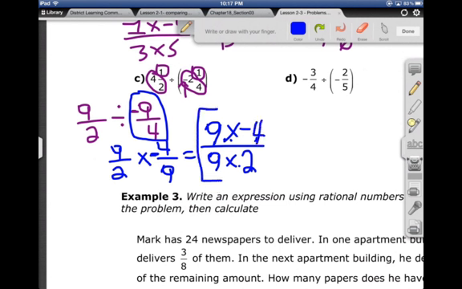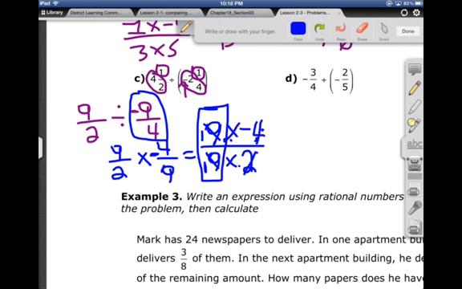Do you notice how these are right on top of each other? At that point, you say, wait a minute. They're being used to multiply, and they're directly on top of each other. At this point, they could cancel out. 9 goes into 9 one time. Look at that. And while I'm looking at it, 2 and 4 are factors of each other.